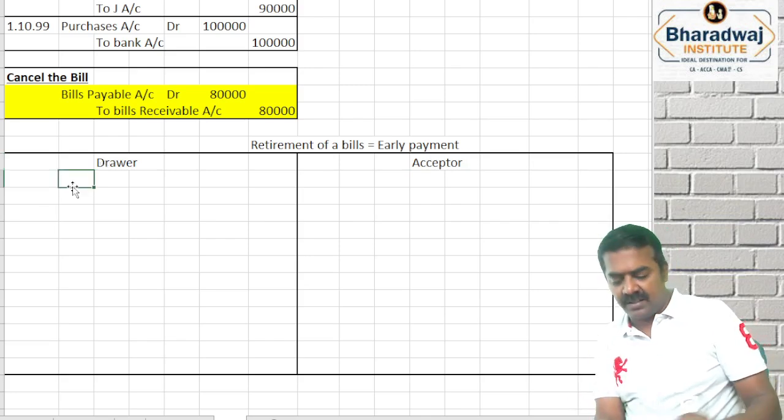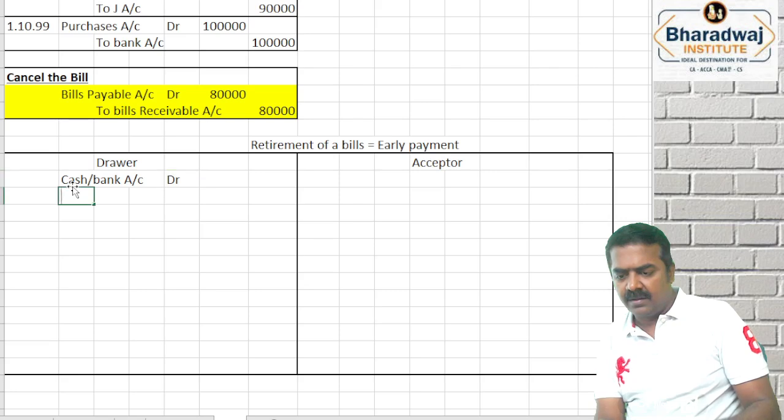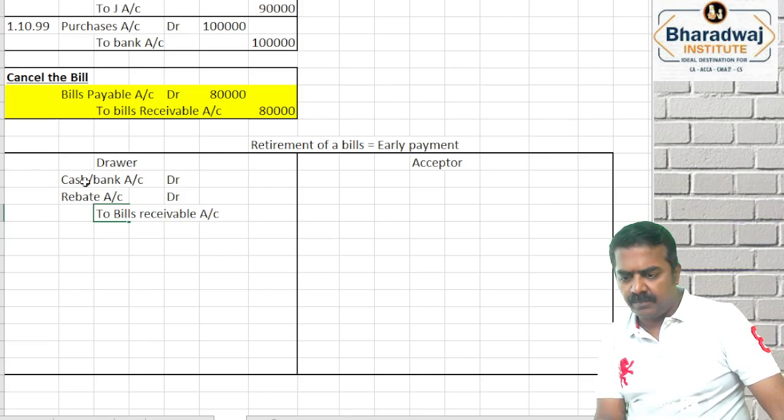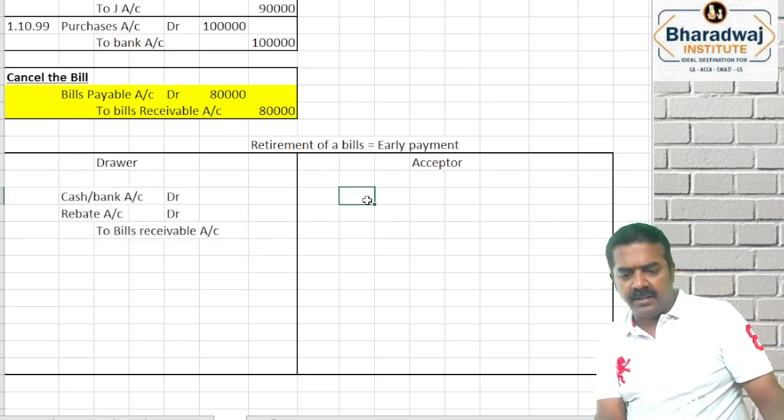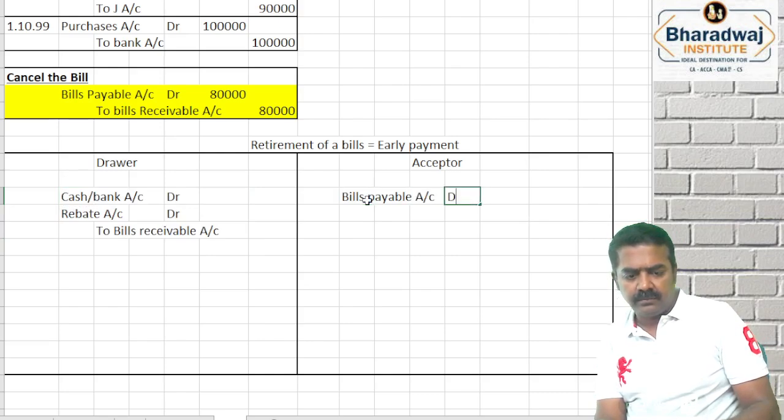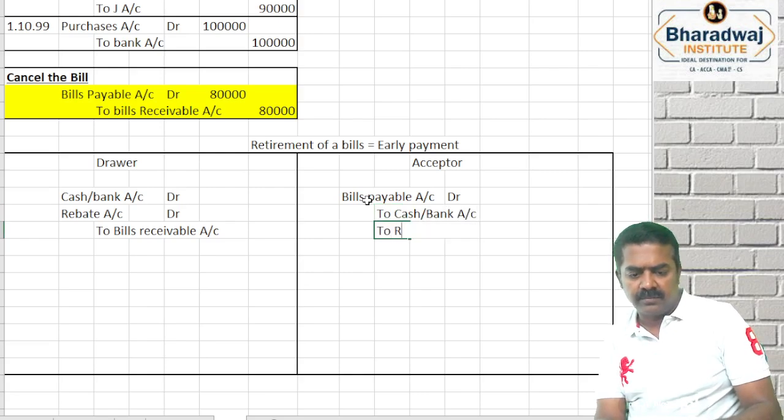We are giving a rebate, so it is like a discount given to the person who is paying the money. Cash or bank account debit, rebate account debit, to bills receivable account. In the other party's books, when the other party pays the money, bills payable account debit, to cash or bank account and to rebate account. That's all.